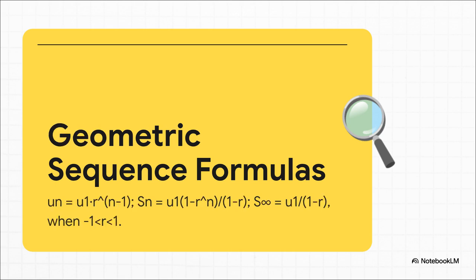We've got a similar setup for geometric sequences, with formulas for the nth term and the sum. But there's a really cool extra tool here, the sum to infinity. It's a pretty powerful idea, but you have to remember the crucial condition. It only works if that common ratio r is squeezed between -1 and 1.